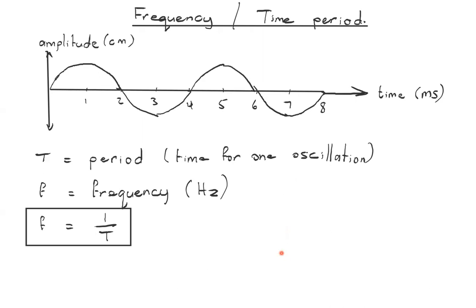Time period is defined as the time for one cycle, starting from here. There's a quarter cycle, half a cycle, three-quarter cycle, a full cycle, half a cycle, full cycle.